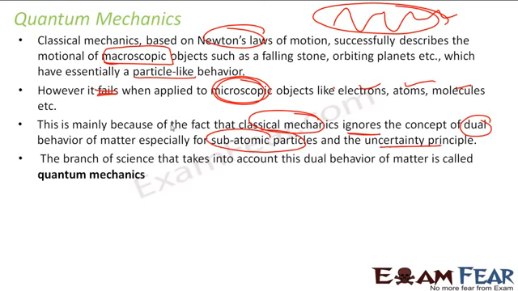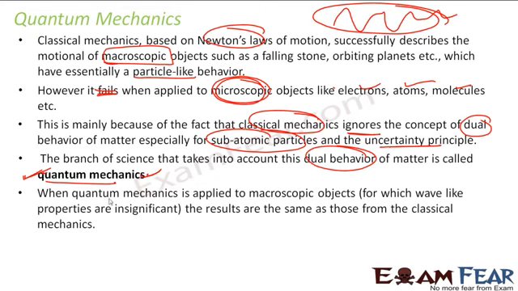And there is a branch of science that deals especially with microscopic objects and the dual behavior of matter, and that branch is called quantum mechanics. Very, very interesting branch to study, and it has a huge scope. A lot of things are yet to be discovered in this branch. When quantum mechanics, which deals with microscopic objects, is applied to macroscopic objects, the results are the same. That means quantum mechanics can be applied to both macroscopic and microscopic, because it does not ignore the wave part, which is ignored in classical physics.